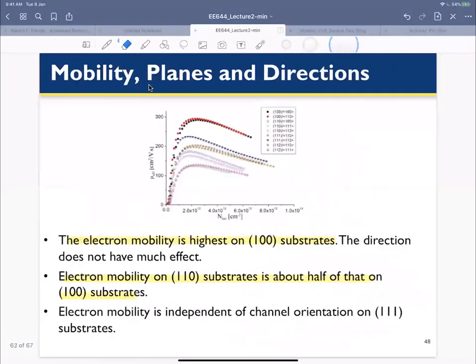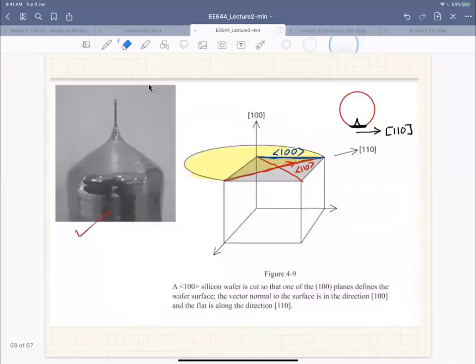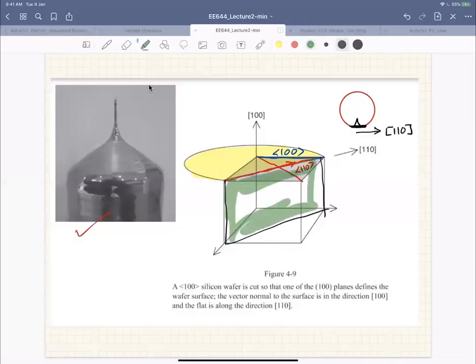See how you dice it, right? Basically, this is your 100 plane. When you talk about the other plane, the way you dice matters. The perpendicular plane is this plane. So this plane is which plane? It is 110. Yeah, so generally you are right.